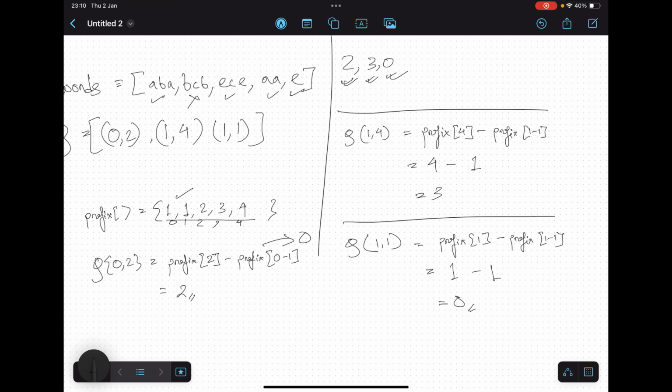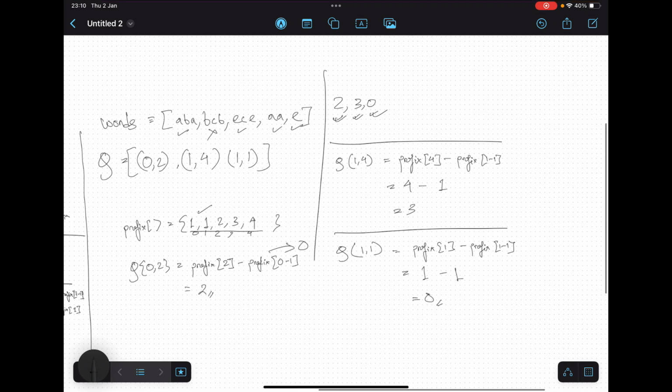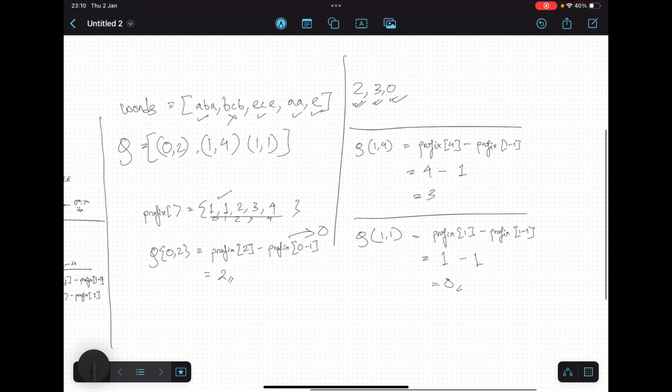So this question, even though it's a medium question, is very similar to yesterday's question, and we can solve it using prefix sum.